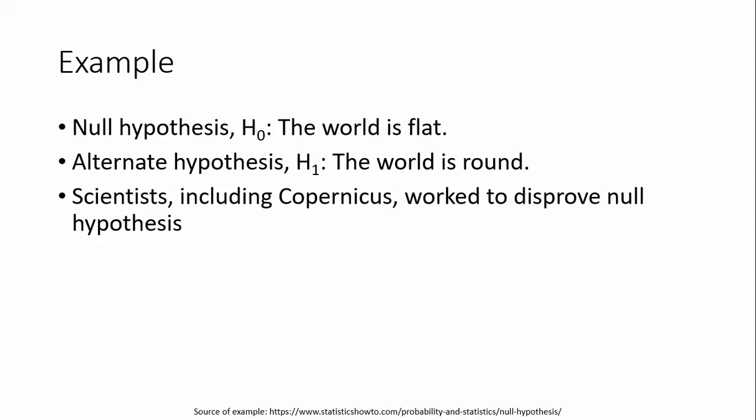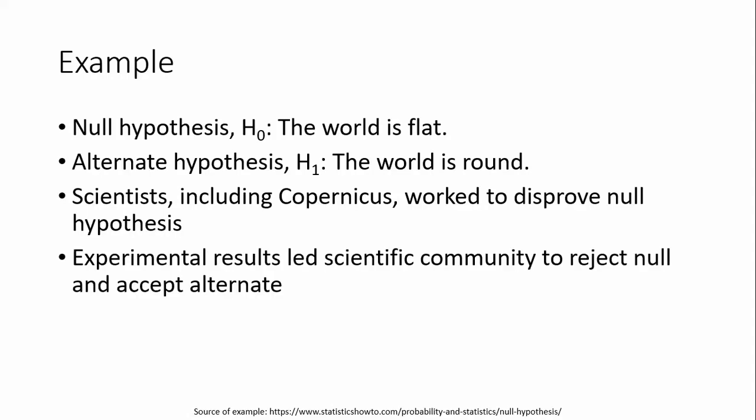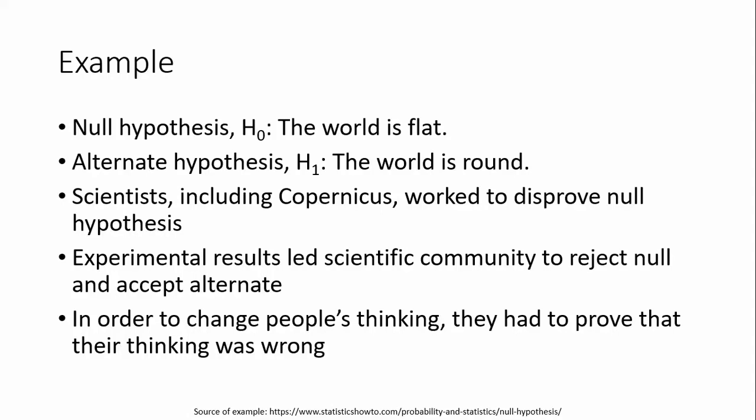So many scientists, notable among them Copernicus, were working to disprove this null hypothesis, to disprove the fact that the world is flat. So they gathered data, and a lot of it was mathematical calculations, and these results were able to not only reject the null hypothesis, but provide evidence to help support the alternate hypothesis. And it kind of makes sense when you think about it. If you want to change people's thinking or thoughts about a subject, usually it helps if you can disprove what they were thinking. If you think about a person who is a current flat earther and you want to try and convince them that the world is round, one of the first things you might do is try to provide evidence that the world is not flat.